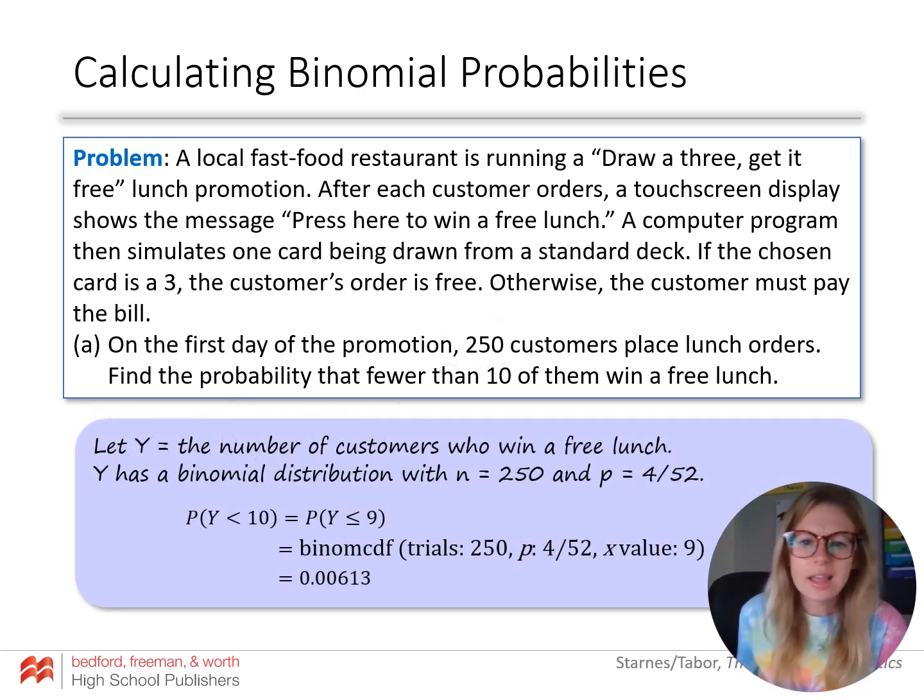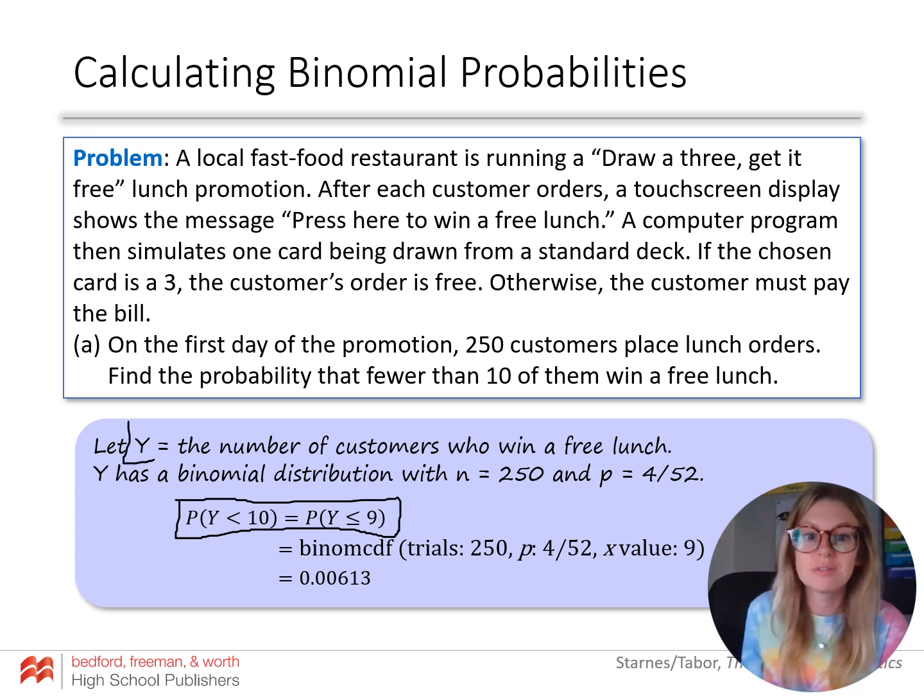So they're using y in this case, whatever. They're defining the random variable. Okay, that is important. If you're going to start writing this down in your work on your FRQ, make sure you define what your random variable is, which is just what it's trying to find. So let y be the number of customers who win a free lunch. We have n equals 250 and p equals 4 out of 52. Alrighty, where are they getting this probability?